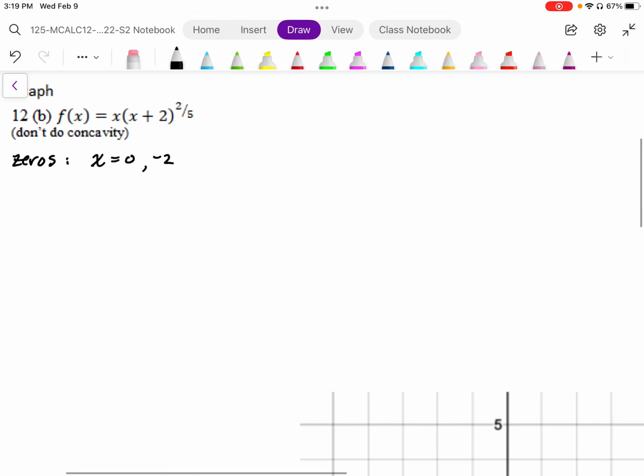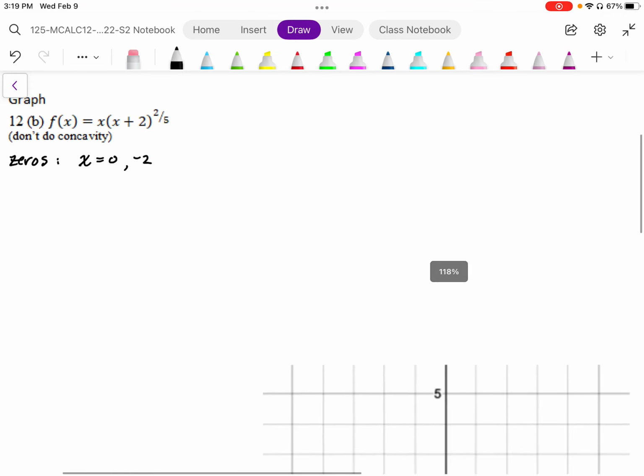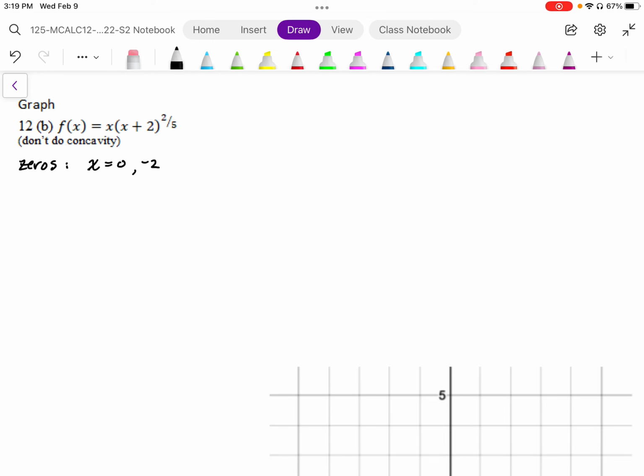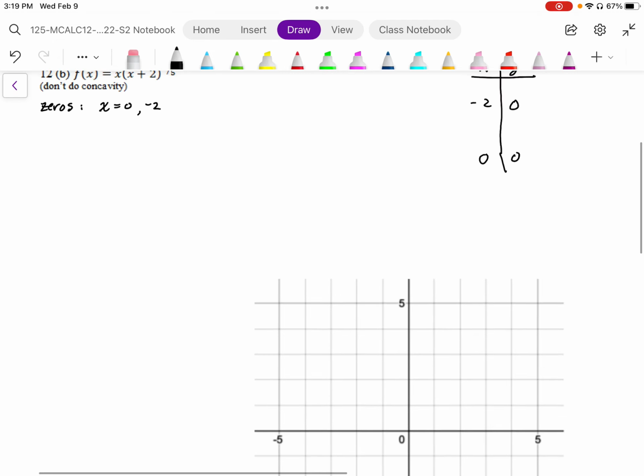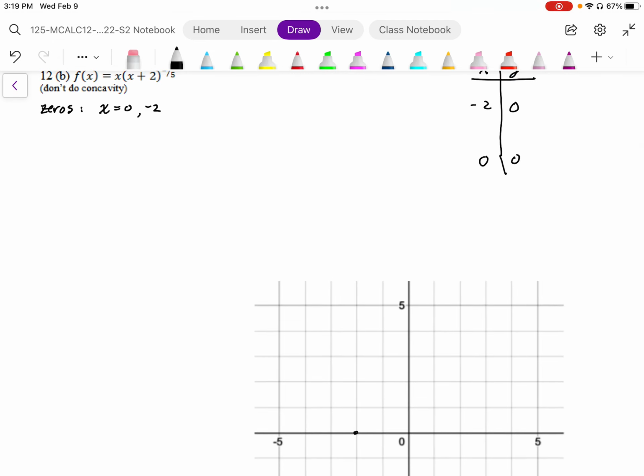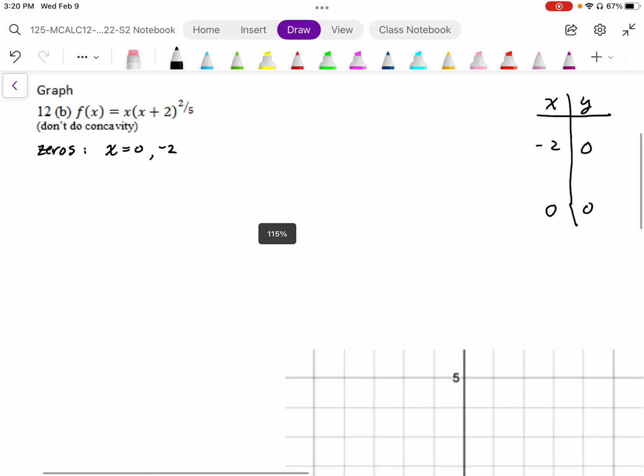So I'm going to start making a table of values here. I'm going to maybe sketch a table of values, with 0 and -2, and I'm going to spread these out because I don't know how many coordinates I'm going to need. I'm going to have 0 and 0, and I'm just going to draw that on my graph. So at -2, 0, and at 0, we have another 0. Okay, so that's where I'm starting.